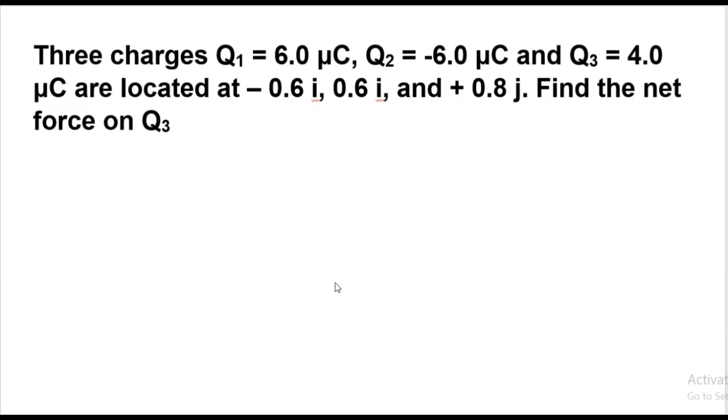Hi, in this video we shall solve this problem before us. This is a problem on the application of Coulomb's law of forces. This question will interest you and I bet you to keep watching to the end.